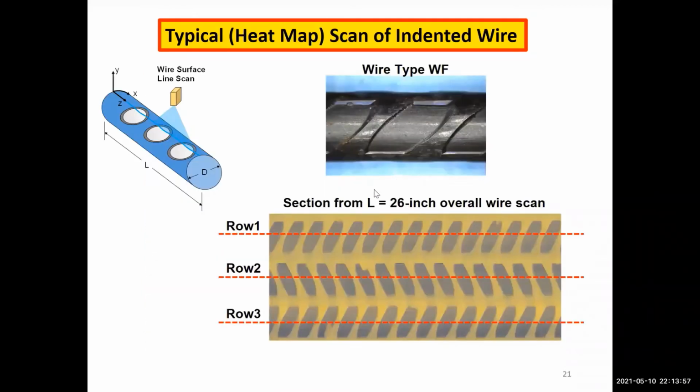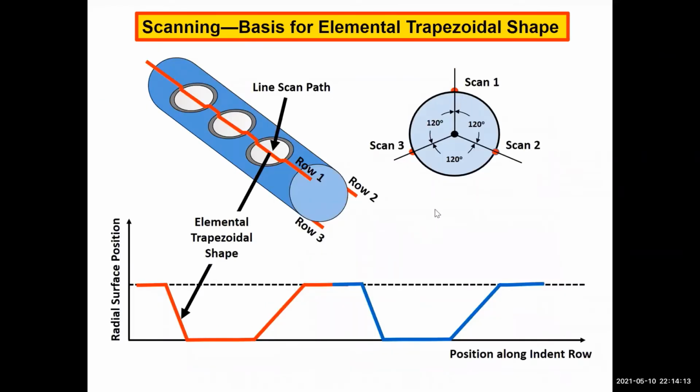We can measure up to about 26 inches of scan wire length. This is a small segment of that, so we can cover all 3 rows and get up to several hundred indents for a given overall scan of wire. So this capability had never before been possible.